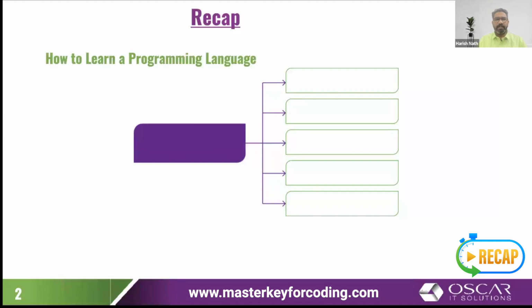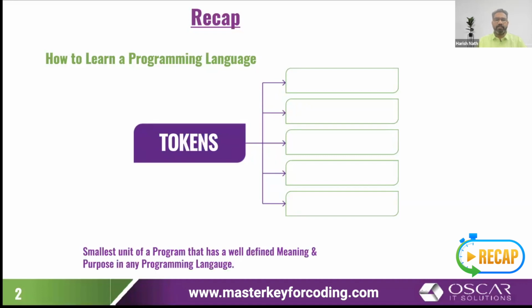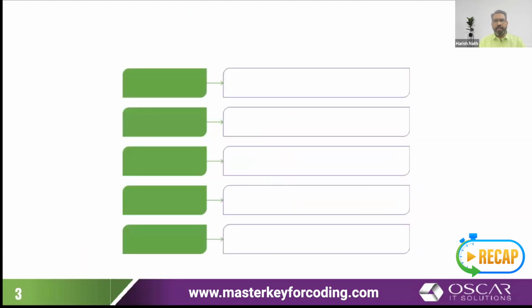Yes, we started thinking how to learn any programming language. And we said the fundamental unit in any programming language to learn is token. Tokens are the smallest unit of a program and that has a well-defined meaning and purpose in that language. And we have also come across that there are 5 types of tokens: keywords, identifiers, operators, strings, and literals. Any programming language has only these 5. And let's try to expand them.